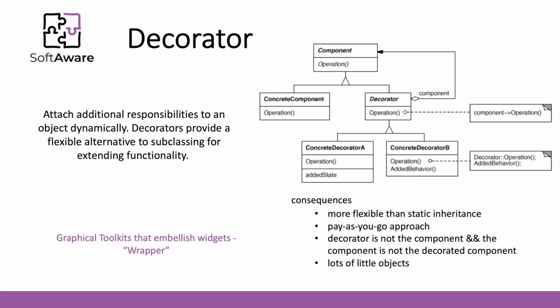Known uses of decorators include decorators to add graphical embellishments to widgets, also known as wrappers. Streams, on the other hand, are a fundamental abstraction in most I/O facilities. A stream can provide an interface for converting objects into a sequence of bytes or characters. The decorator pattern gives us an elegant way to add responsibilities to streams, and they are not visual.